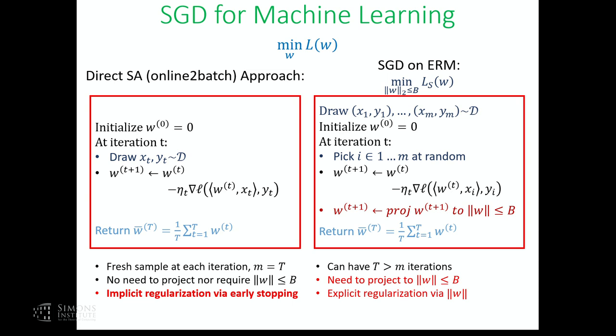The main difference between them is that here we need a fresh sample at each iteration, and here we can separate the number of samples we have from the number of iterations. We may take more iterations. Okay? The point is, we don't need to.